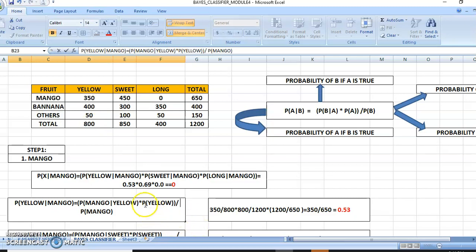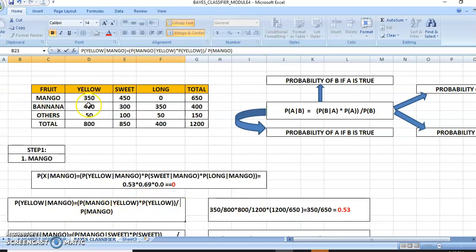Okay, into what is this? The probability of yellow. What is the probability of yellow? Overall, how many yellow values are there? It is 800, out of how many? It is 1200. So you are taking it as 800 by 1200. The whole thing is divided by the probability of mango.